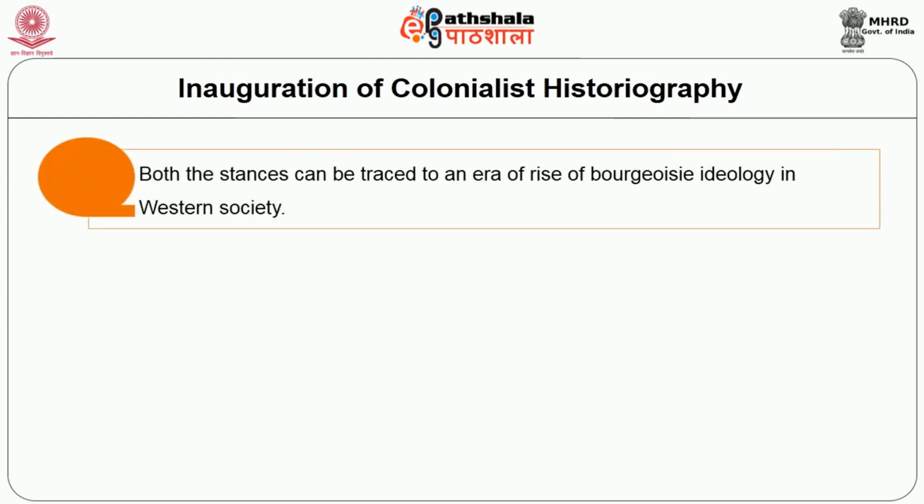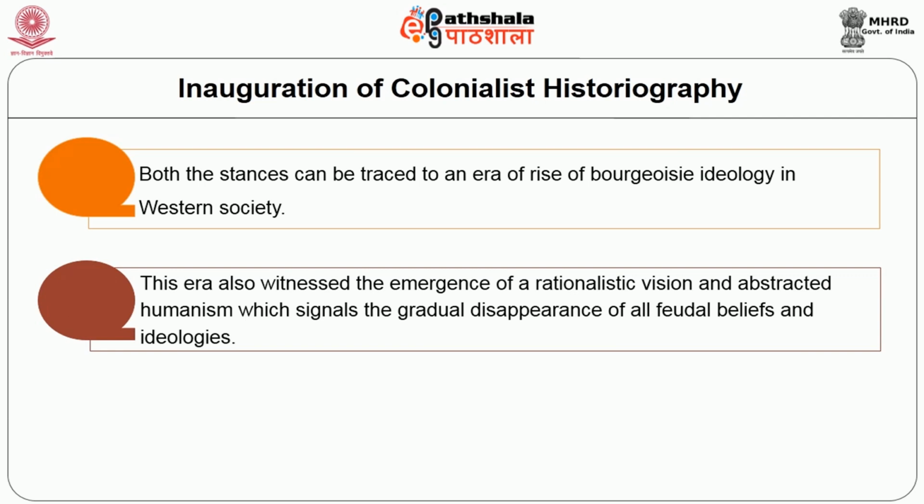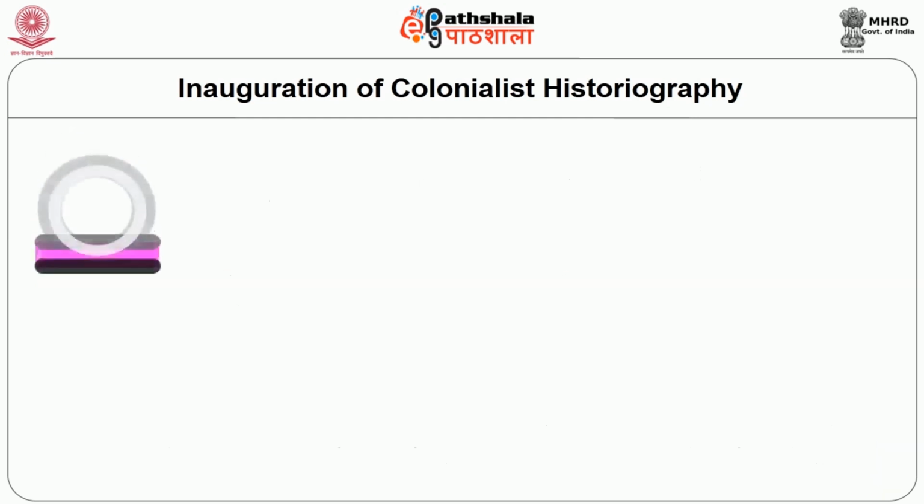Both the stances can be traced to an era of rise of bourgeoisie ideology in Western society. This era also witnessed the emergence of a rationalistic vision and abstracted humanism, which signals the gradual disappearance of all feudal beliefs and ideologies. For instance, Majumdar and Basham criticized Kalhana's obsession with magic, witchcraft and karma for lacking logic and neglecting the role of man in creating his destiny.